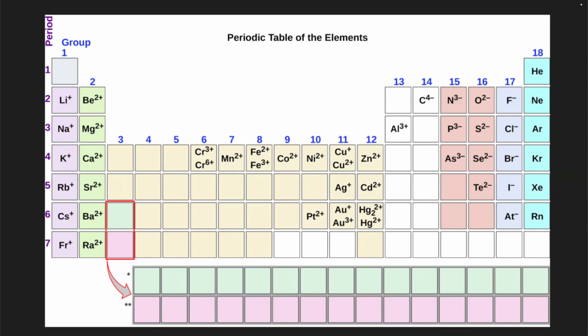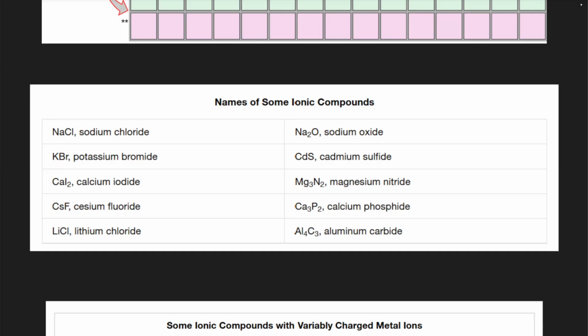In this version of the periodic table, you can see some of the commonly used ions that we're going to have to deal with, and this is when we're dealing with one singular ion. Here are some examples of ionic compounds and their naming.